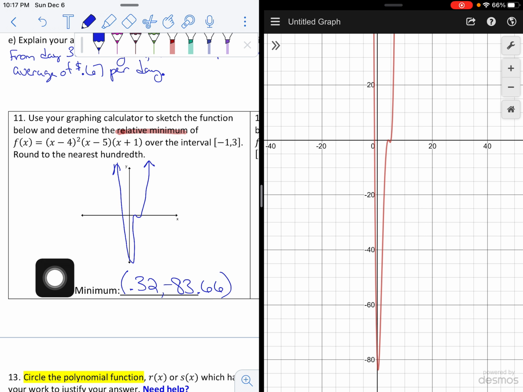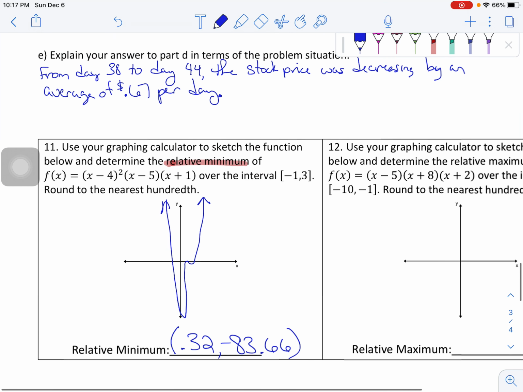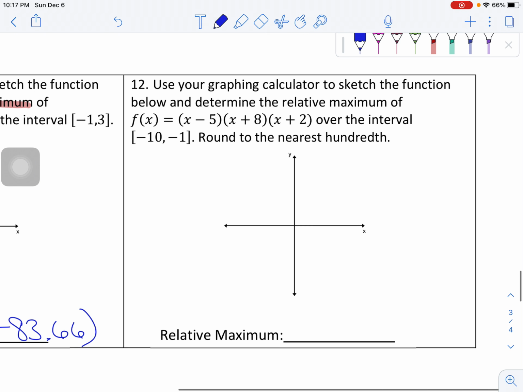The reason I ask for this sketch is so that if you did something other than this sketch and you told me a relative minimum, it means you didn't put the graph in correctly, whether you use Calculate 84 or Desmos. All right, so that was all it is. All right, now I'm going to close this out.